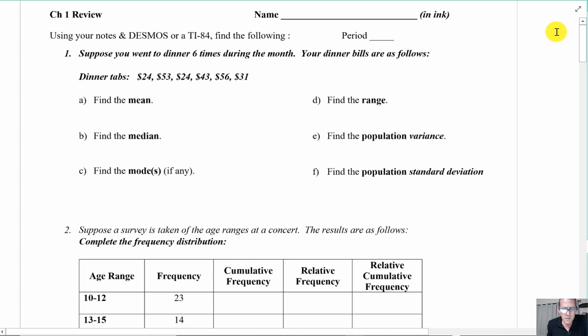So let's go right through it here. Make sure you have this printed off already. If not, press pause and obviously print it off. It would make it a whole lot easier, okay?